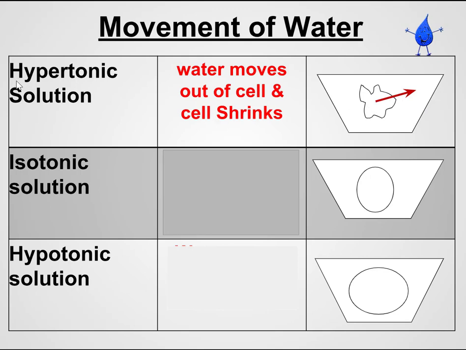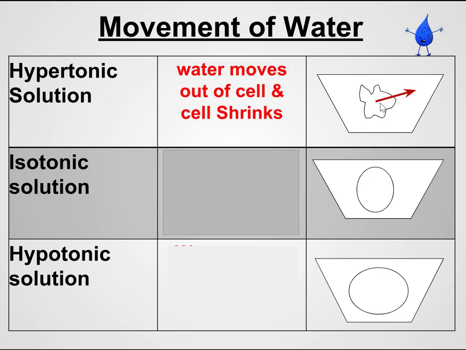Now, I like to think about hypertonic solutions. So if someone is really hyper in my class, I'm probably going to kick them out. So that's what I think. I think hyper, I'm kicking them out. So we're kicking the water out in a hypertonic solution. Because again, we're trying to equal the concentration levels. So water moves out of the cell and the cell shrinks in size. Just like if I kick somebody out of the classroom, it's going to shrink in number.